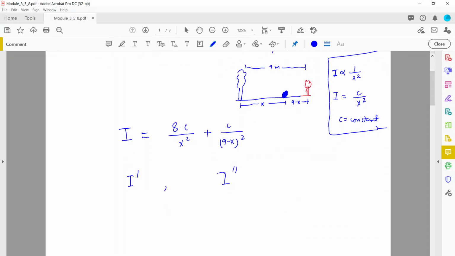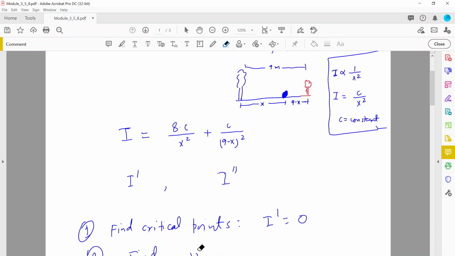So find critical points by doing I prime equal to 0 and solving for x. It will give you the critical points, and after finding the critical points, find the value of the second derivative of this function. Find the value of the second derivative at the critical points.